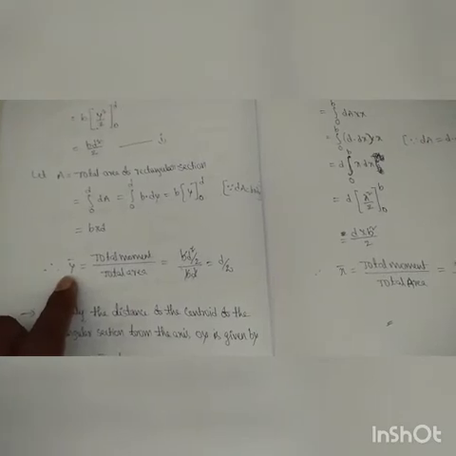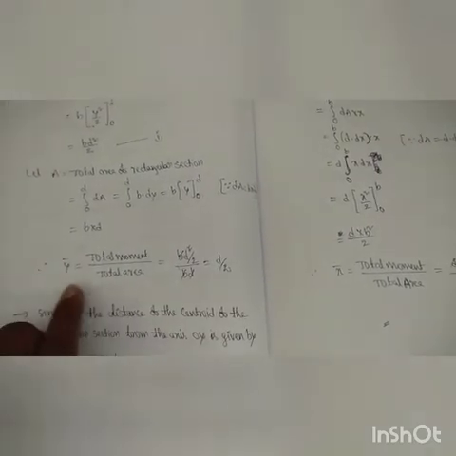Now we are calculating the centroid y bar for the rectangular section, as we know that y bar is equal to total moment by total area.